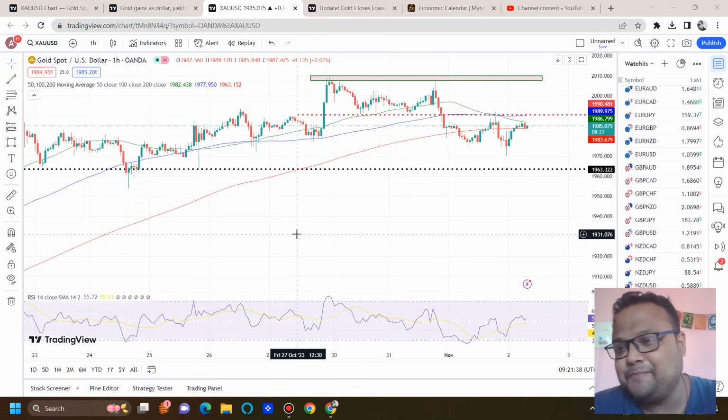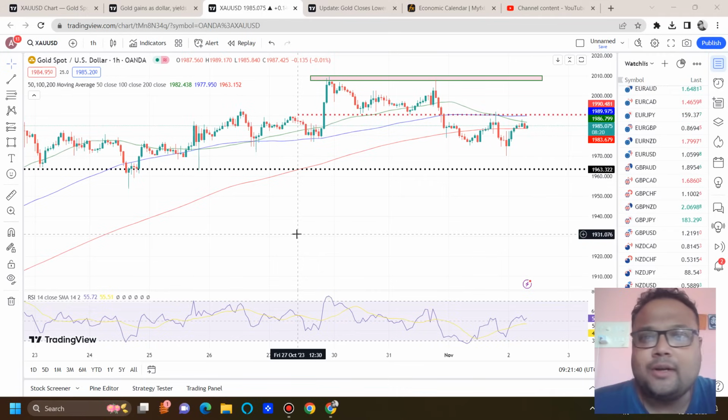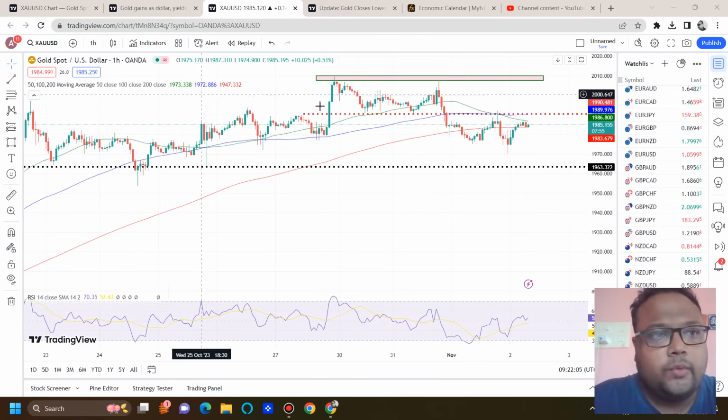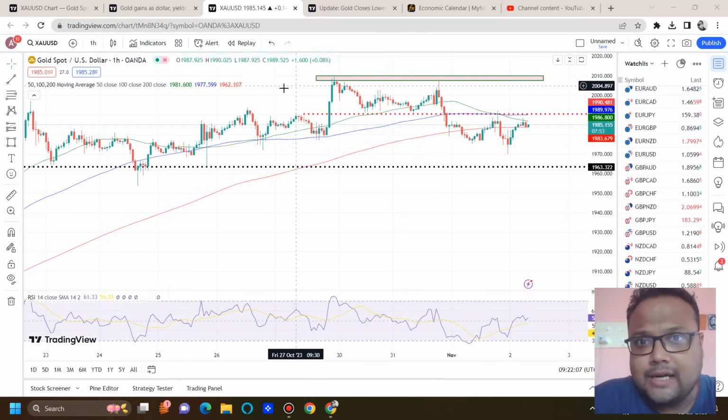So let's get started. My dear friends, this is the 1 hour chart of gold USD in front of us, and we can see that gold is standing at 1985 right now. And if you look at the chart of gold, then we can see the market is sideways right now.